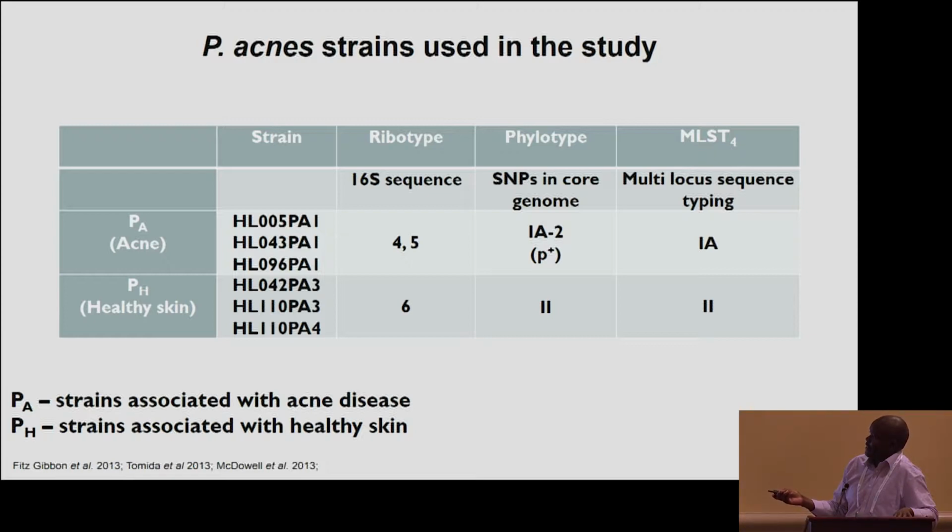associated with acne disease. So I'm going to be sharing with you data whereby we use ribotypes 4 and 5, and then for the healthy-associated strains, we use 3 strains that are mainly of ribotype 6. You're going to be hearing me talking about PA, and these are strains that are associated with acne disease, and PH, these are strains that are associated with healthy skin.